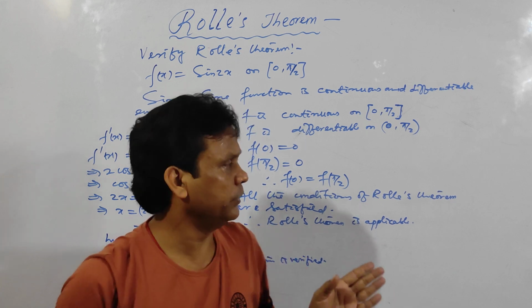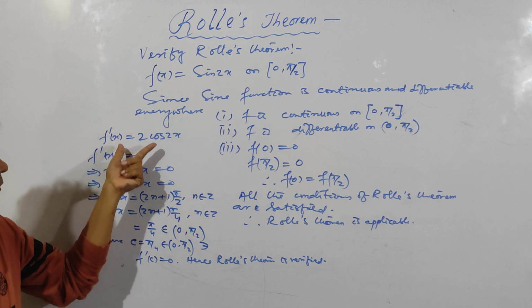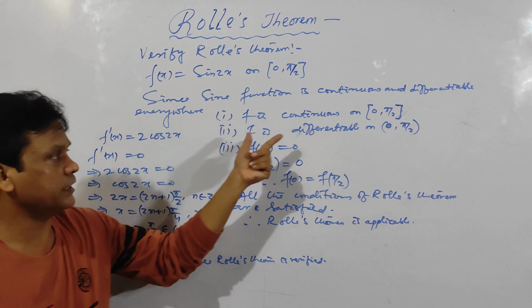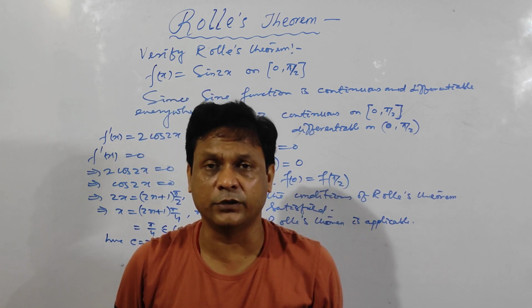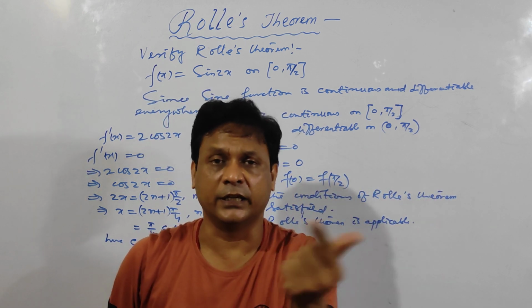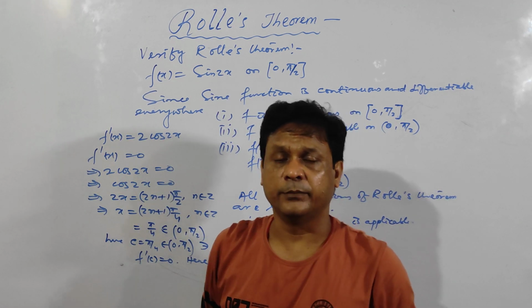You only have to write these steps without any testing. You should not test for continuity. You should not test for differentiability, because a polynomial function is everywhere continuous and differentiable. You should write directly. Only you should do these things.